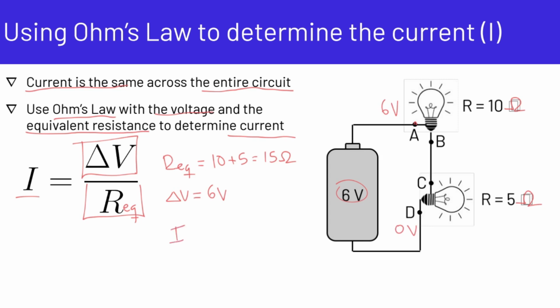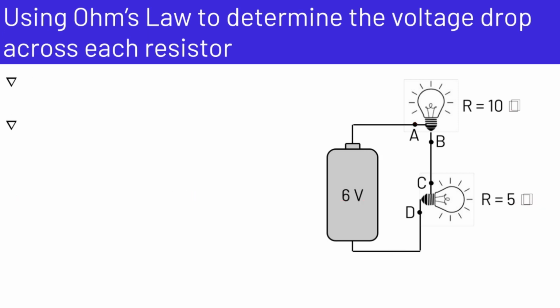Our current then is equal to delta V, 6 volts, over our equivalent resistance, which is 15 ohms, which gives us a current of 0.4 amps. Anywhere we measure the current along this circuit, here, here, or here, the current would always be 0.4 amps. All right, let's talk about using Ohm's law to determine the voltage drop across each resistor.